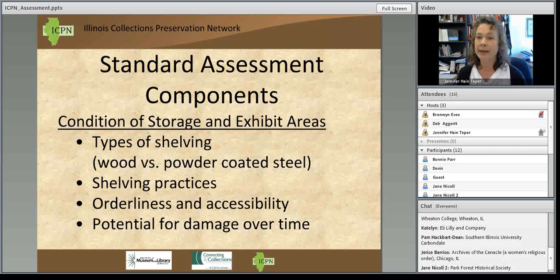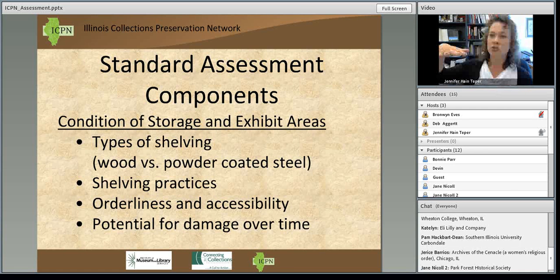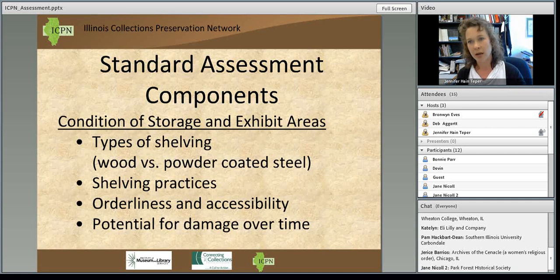It's going to look at the condition of your storage and exhibit areas. I'm assuming that almost all people are going to have some storage and some exhibit area. Obviously, the balance of those two shifts dramatically between small museums and large museums, small archives and libraries, large archives and libraries versus museums. All of these are very different balances. But nonetheless, all of us are going to have at least some of each of those.